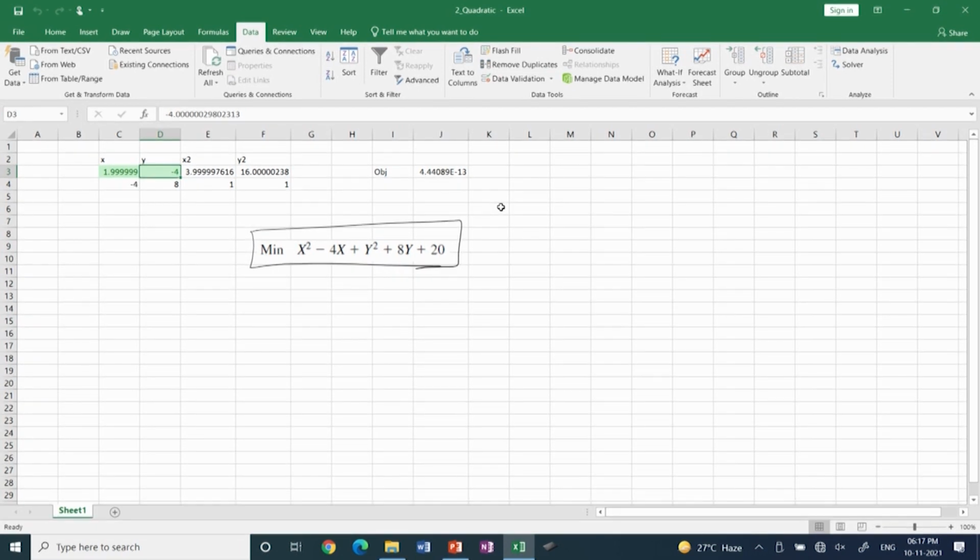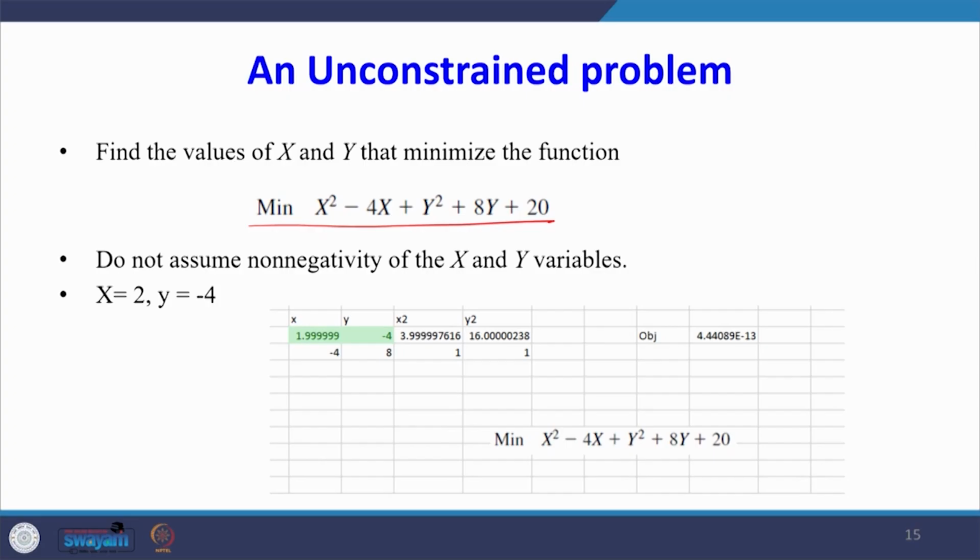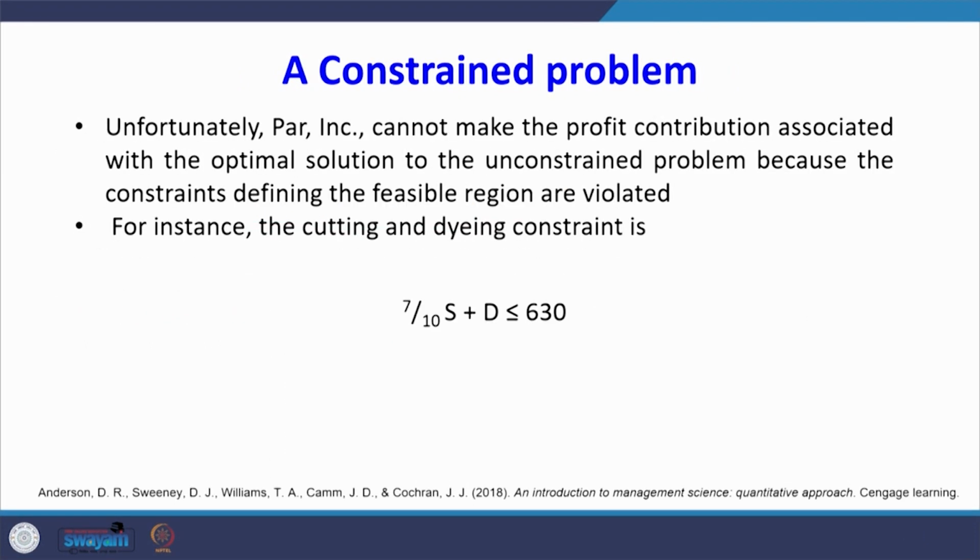So, this is the method to solve a nonlinear equation with the help of a solver. Now, I got the value of x as 1.99, say x equal to 2, and the value of y is minus 4. This is one example of how to use the solver.